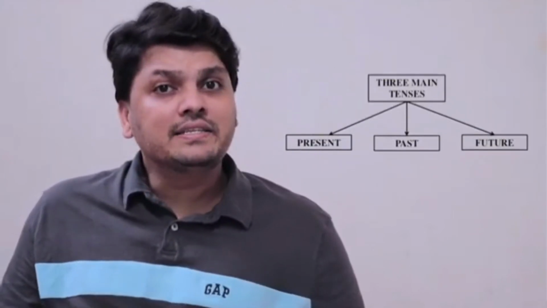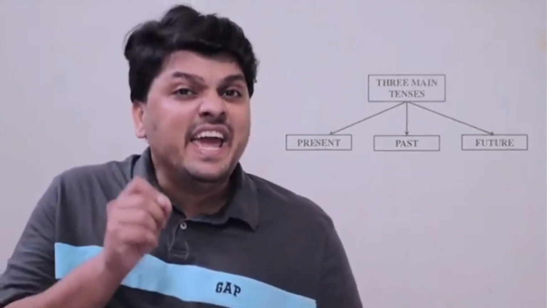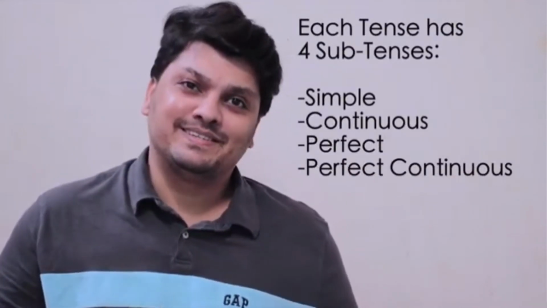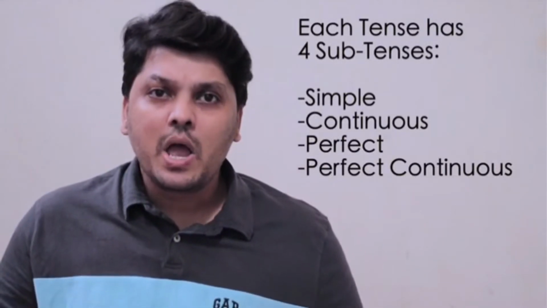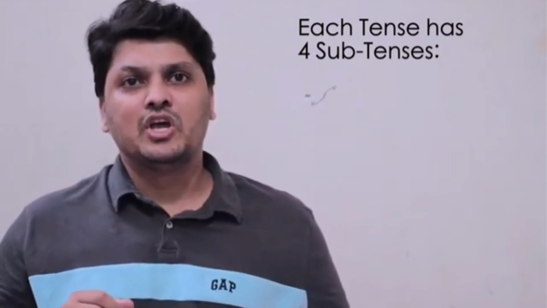tenses accordingly. So students, as we all know, in tense, there are 3 main tenses: present tense, past tense and future tense. Okay, and each tense has 4 subtenses: simple, continuous, perfect and perfect continuous. So let us begin today with present tense.